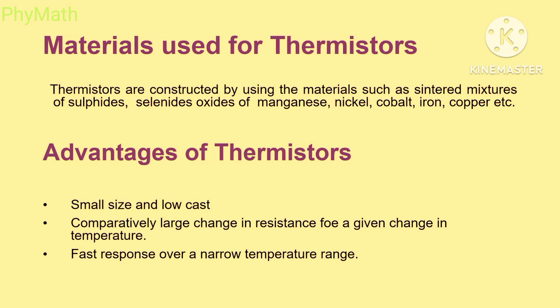Which are the different advantages of a thermistor? First, small size and low cost. Then second, comparatively large change in resistance for a given change in temperature. Then fast response over a narrow temperature range.